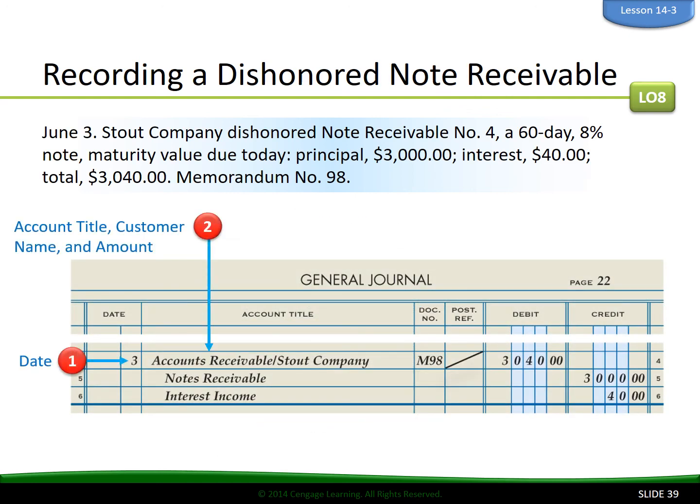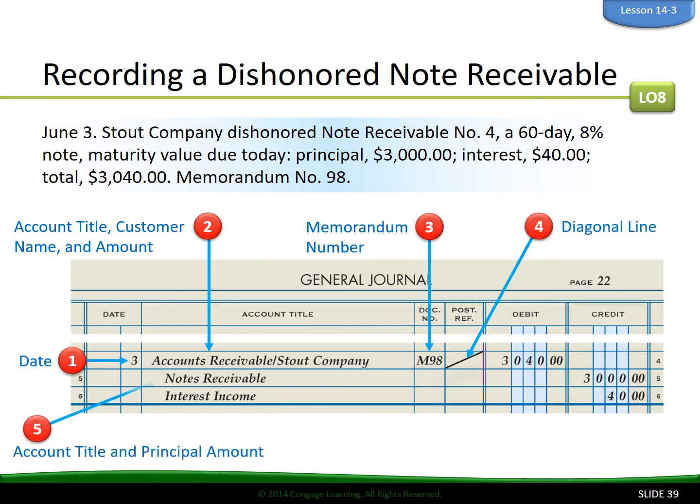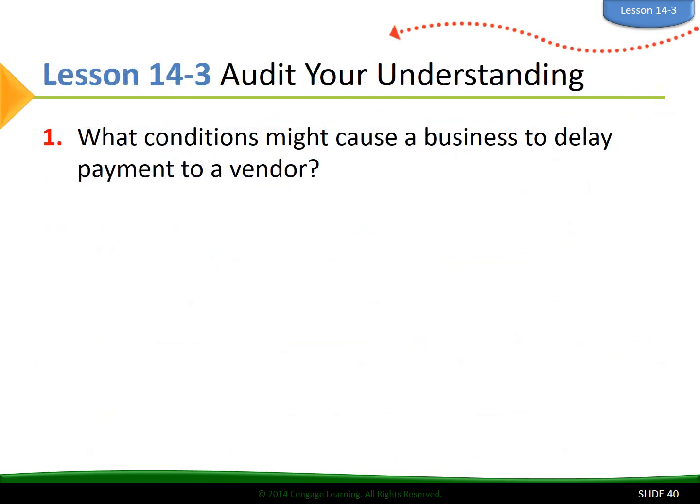General journal: date, account title, customer name, and amount. Memo number underneath the doc number. Diagonal line under post ref. Then you would have the debit. And then on the next line, notes receivable, account title, and principal amount. Line after that, account title and interest amount. Those are credited.